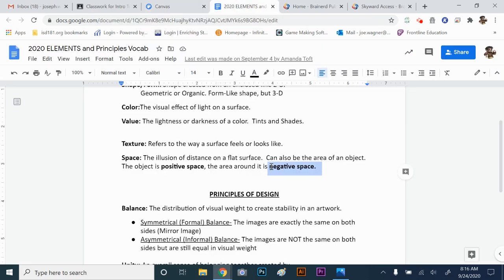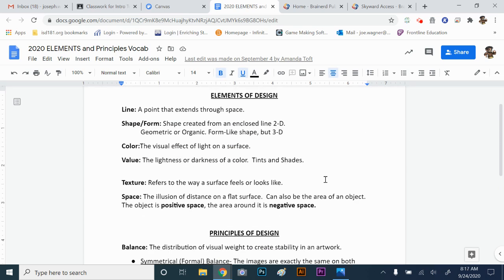So even if you have an artwork that isn't 3D, if it doesn't show distance, you can still show space through positive and negative space. Okay. All right, so that's it for the elements. So remember the elements, they're all the little pieces and parts that make up an artwork.